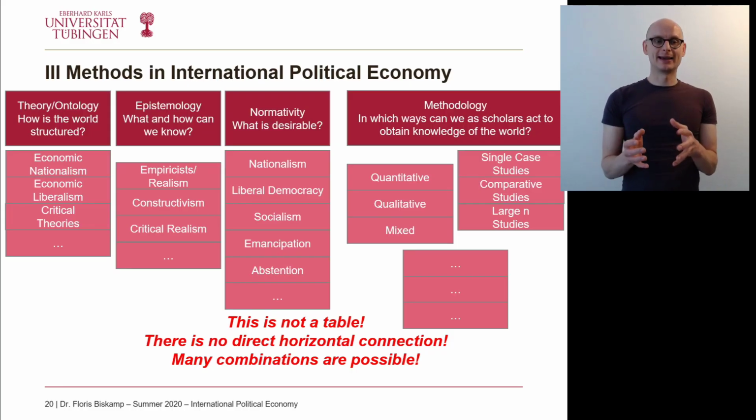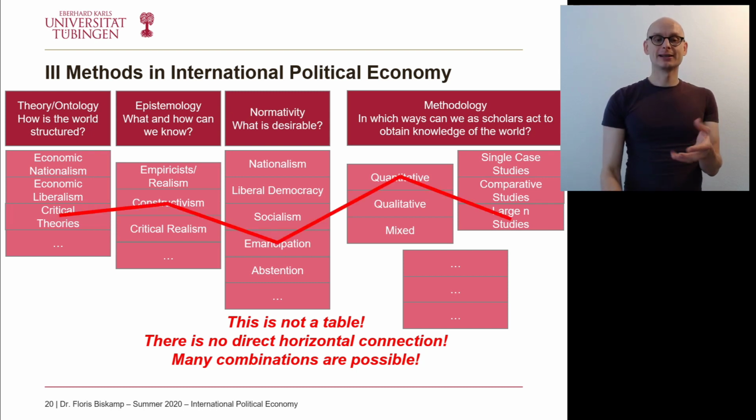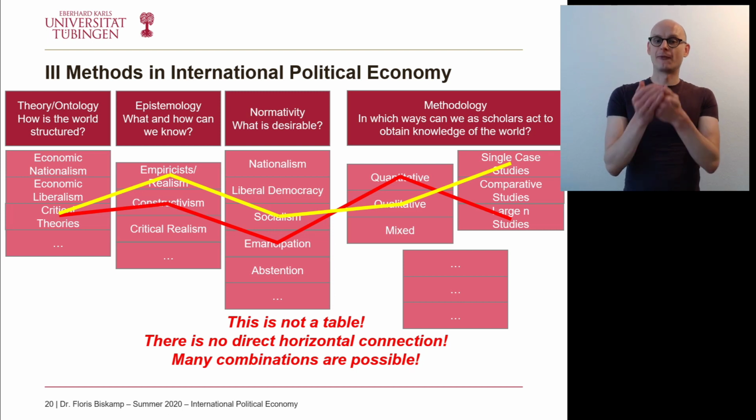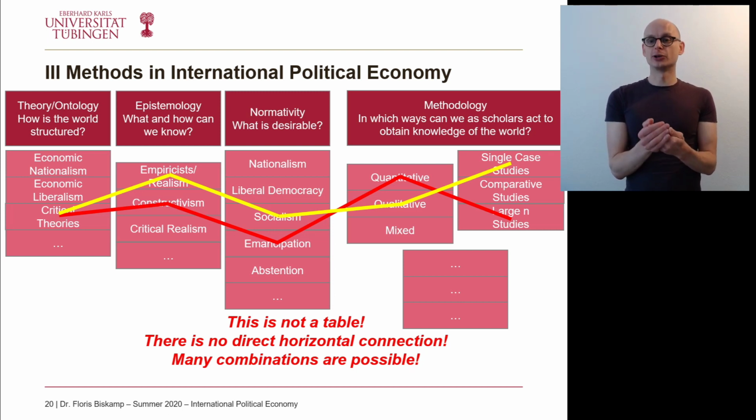For example, you could say, ontologically, I'm a critical theorist. Epistemologically, I'm a constructivist. Normatively, I'm for emancipation. Methodologically, I do qualitative research with large N studies. Or you could say, well, I'm a whole different kind of critical theorist. I'm an empiricist describing the world the way it really is. I'm for socialism, and I do qualitative research with single case studies. And there are many more combinations that could be plausible or possible, and you can pick and choose if you want to.